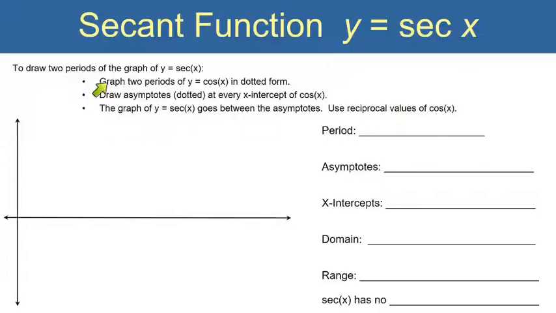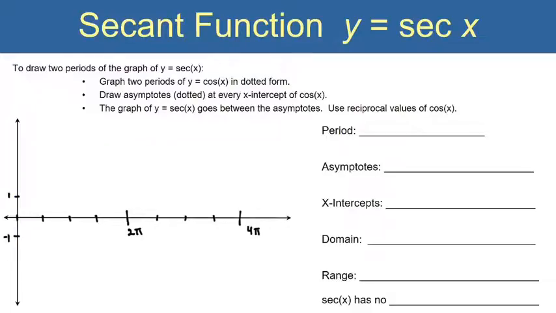Okay, so we're going to draw the graph using the same method as before. We're going to draw two periods of the cosine function, and then we're going to draw asymptotes at every x-intercept of the cosine function, and then the graph of secant x will go between the asymptotes. So here we go. You can just quickly sketch in your horizontal axis, two periods, 1, 2, 3, 4, you're at 2 pi, then 1, 2, 3, 4, you're at 4 pi. Label your y-axis from -1 to +1.